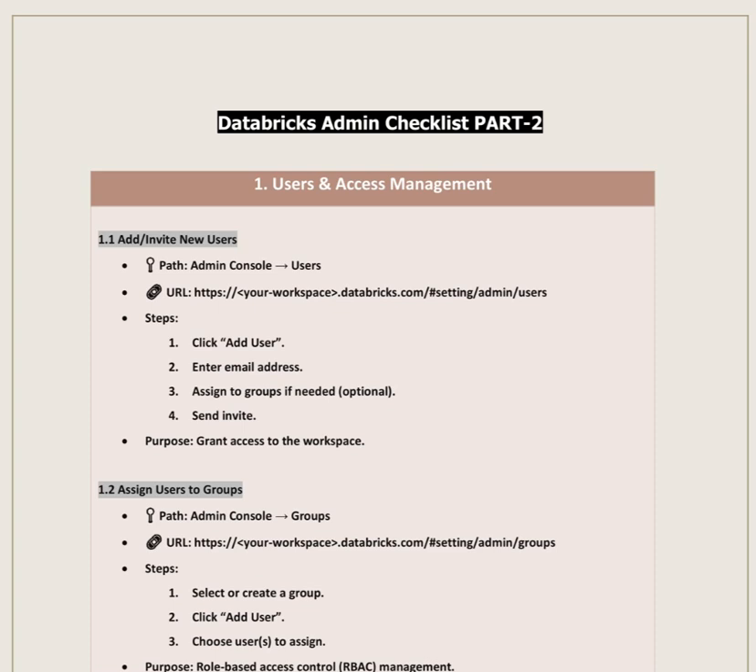Okay. Front door secured. We know who's coming in. Next logical step, what data can they actually use? Which brings us straight to Unity Catalog and data governance. Yeah, this is where Databricks really shifted gears on data management. Unity Catalog isn't just like another feature. It's designed to be the central brain for governing data across all your workspaces. All of them. Centralized.